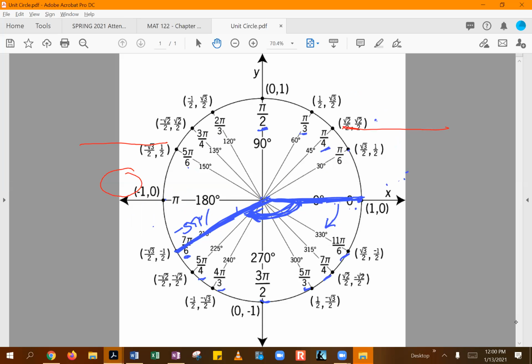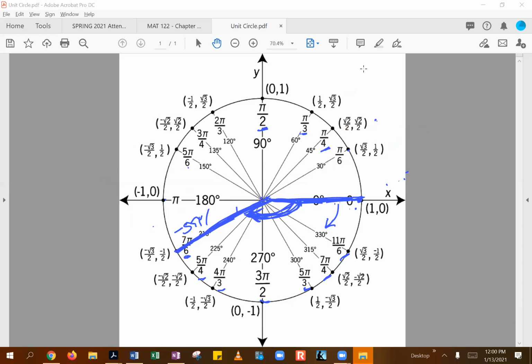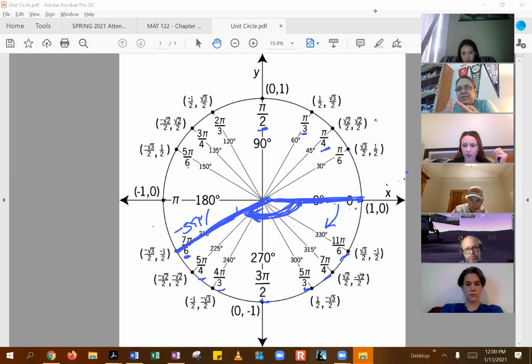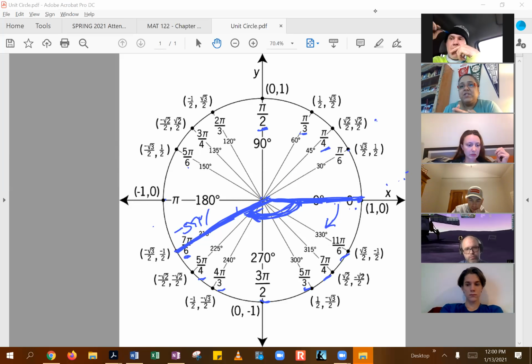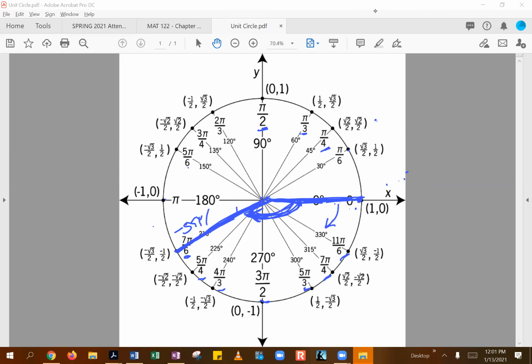So if this is your original angle, what would your coterminal angle end up looking like? Doesn't everything wrap around the other way? They share the same initial and terminal side, right? But you're just going in different directions. Go ahead, Hero. I was just going to say it wraps around the other way, right? Pretty much. So just going clockwise.